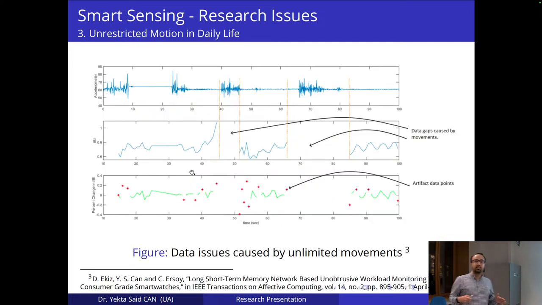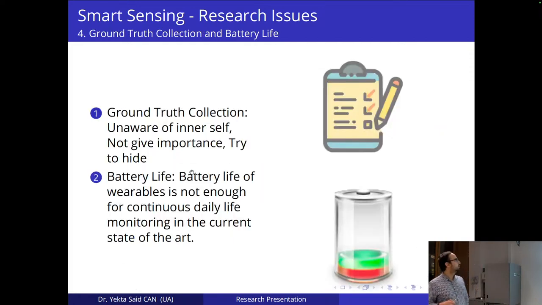Also, in daily life, we have unlimited movements. These unlimited movements can cause data gaps in our devices, and can create artifact data points, which are noise. So we need to come up with robust processing algorithms to overcome these issues.